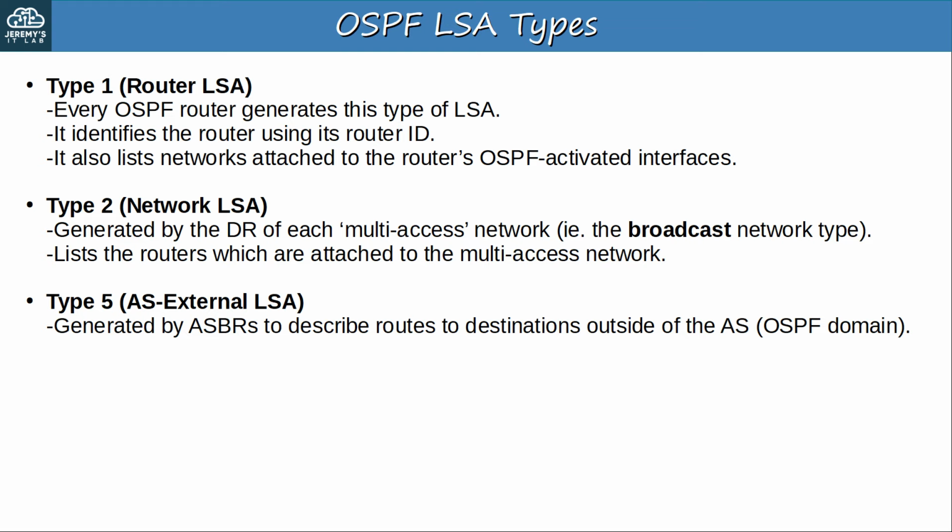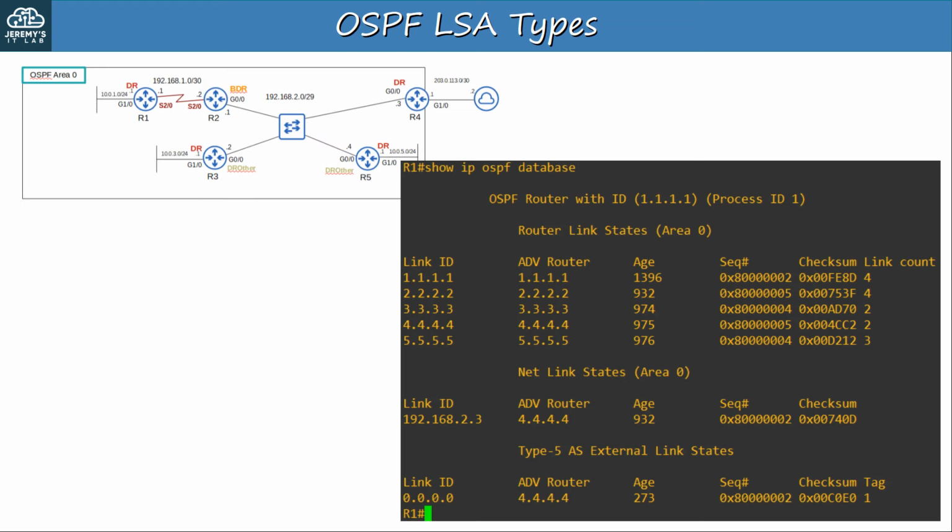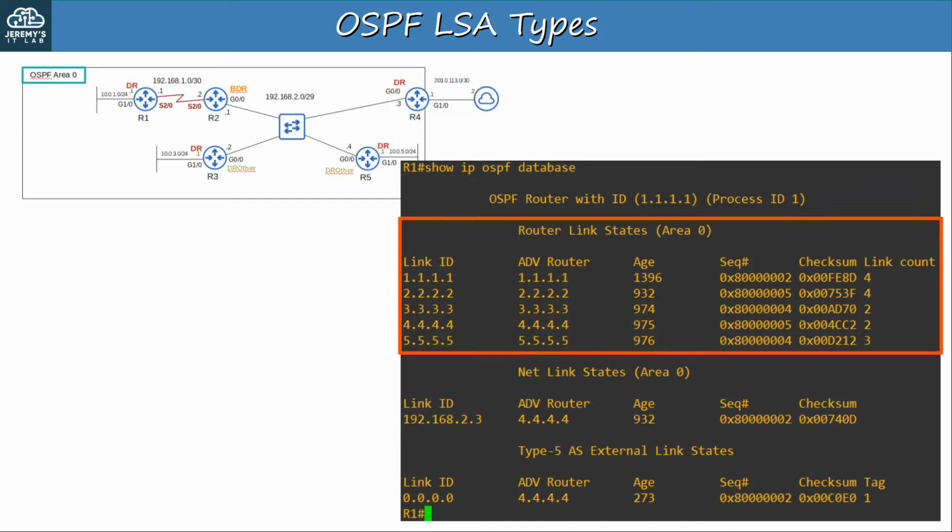Here's a look at the LSDB on R1 using the command show ip ospf database. Note that it doesn't actually matter which router I use the command on. The output will be the same because all routers in the area have the same LSDB. Notice that each router has generated a Type 1 router LSA, identifying itself. This view doesn't show the contents of each LSA, but each of these router LSAs contains information about the networks each router is connected to.